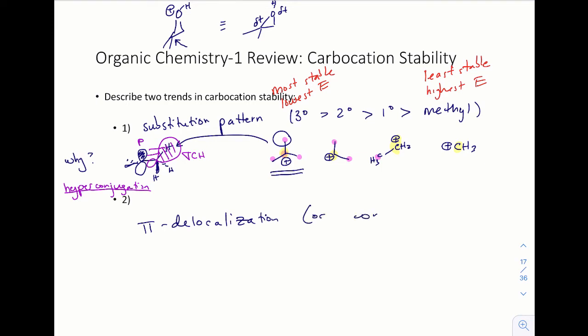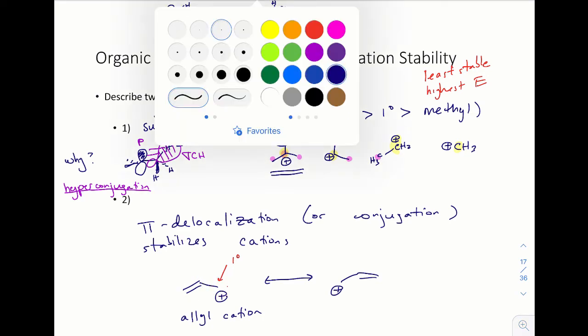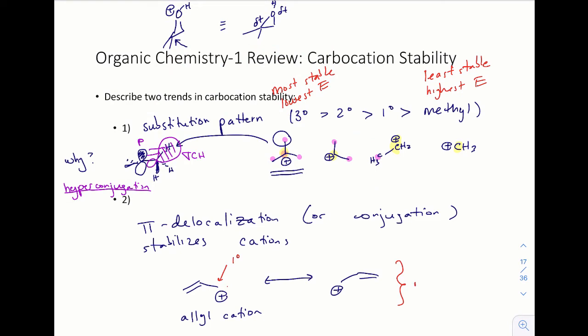Now, the second trend in carbocation stability is delocalization of charge, so pi delocalization. In other words, full conjugation. For example, the allyl cation might look primary and unstable. However, there are pi electrons adjacent to that empty p orbital. So there is a resonance structure that can be drawn. This charge is actually spread out and shared among all 3 atoms. So this is the most stable cation on this page.